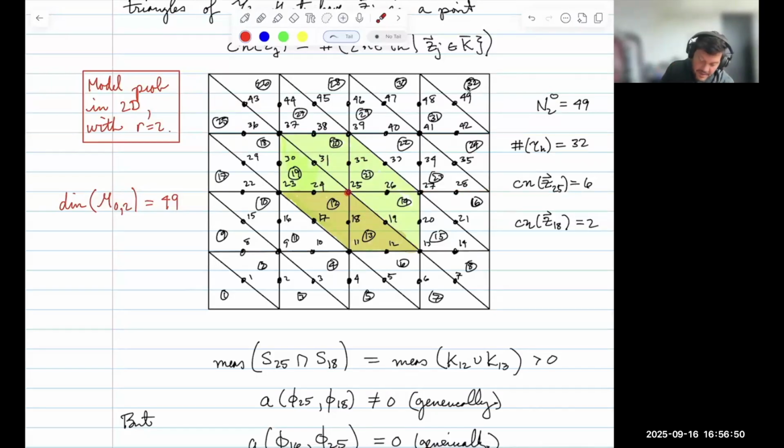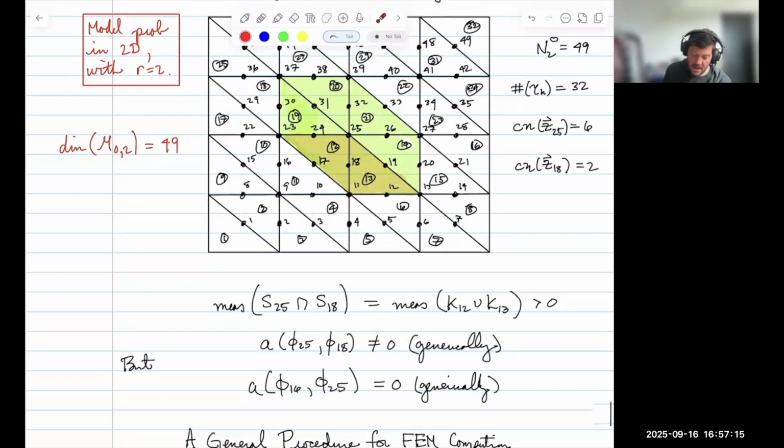So that's phi 25. What about phi 18? Phi 18 has a much smaller support. Its support is only over these two triangles, triangle number 12 and triangle 13. So, is there an entry in 2518? The answer is yes, generically yes.